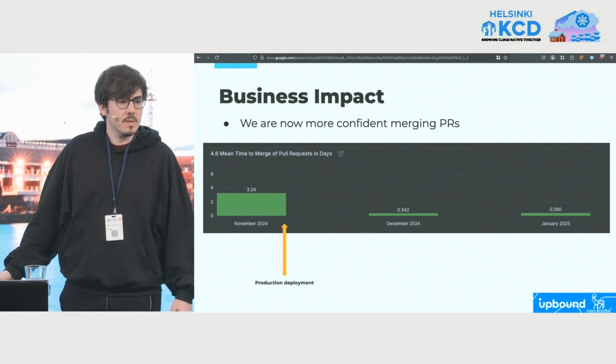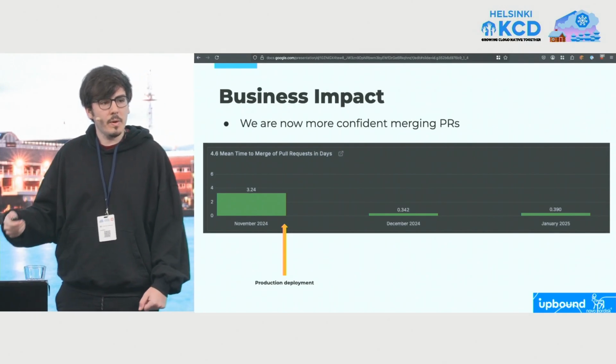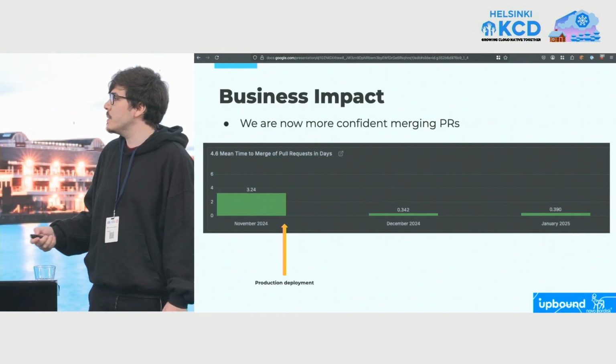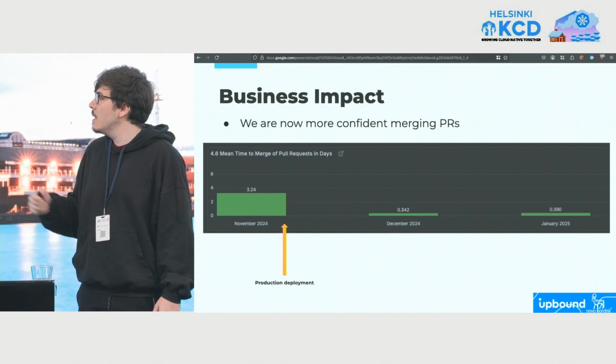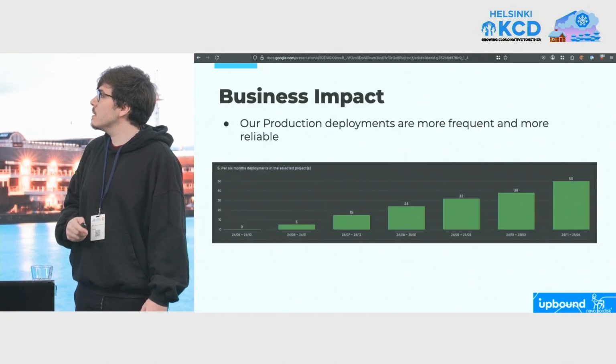For now, it's a manual process, but of course, we want to automate this. And when we're confident enough that we can auto-merge PRs based on some tests, we will do that. So it will be almost instantaneous.